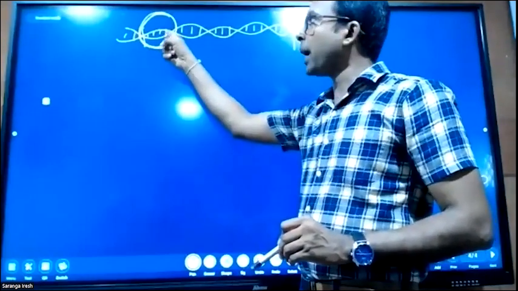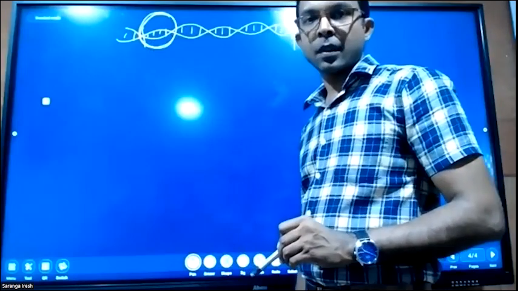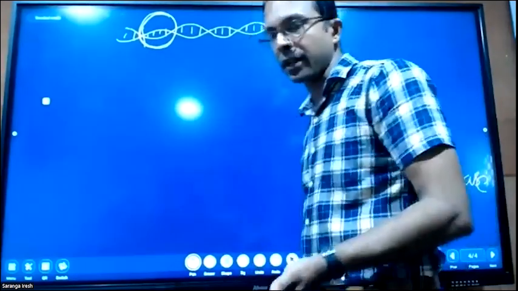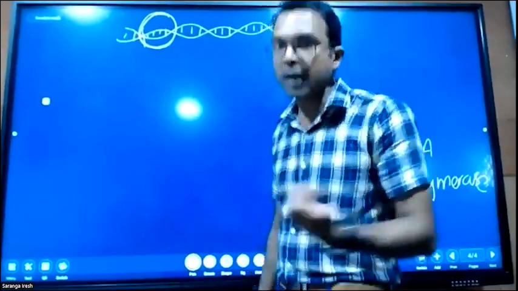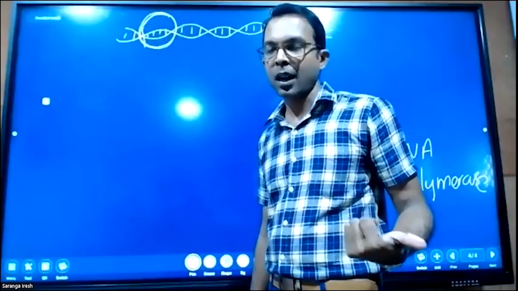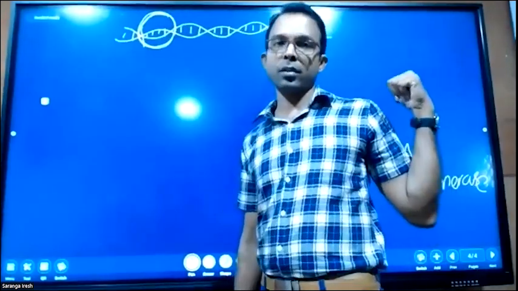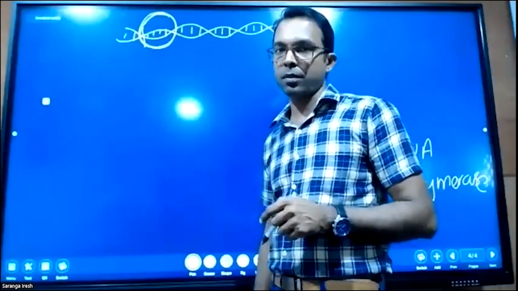RNA polymerase binds to one end of the gene. RNA polymerase, not DNA polymerase. DNA polymerase is used to synthesize DNA. Here, what is the target of transcription? To synthesize mRNA. To synthesize mRNA, RNA polymerase is required. That's why the RNA polymerase binds to this DNA molecule.